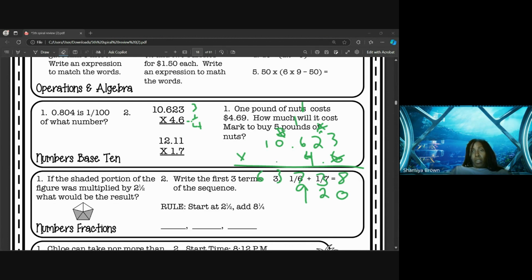All right, so I just did 2 times 4. That was 8 plus 1 made it 9. Now I do 6 times 4, which is 24. Put my 4, carry my 2. Then I do 0 times 4, which is 0, plus 2 is 2. Then I do 1 times 4, which is 4. So now I have to add that up. 8, 6, 5.